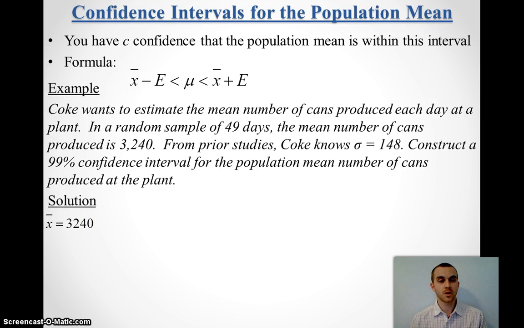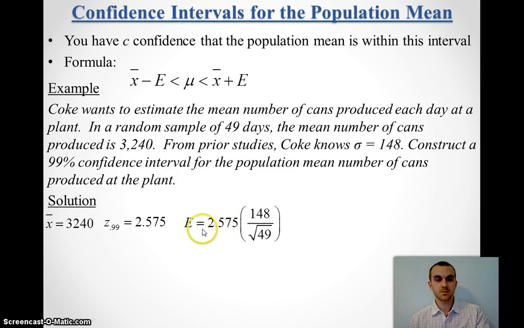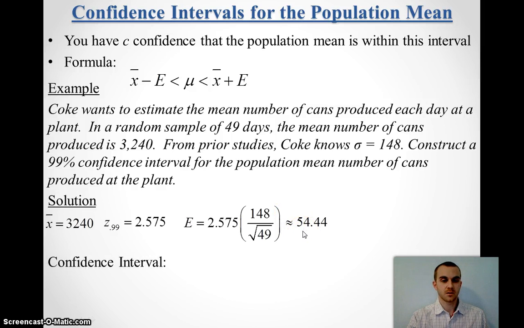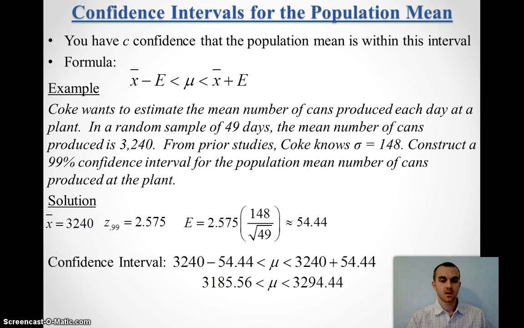So we know our point estimate is 3,240. Because they want 99% confidence level, we know that, as that's one of the values that we should memorize. And we can plug in all the parts. Here's our z-score, always the positive version, our standard deviation from the population, and our sample size. And it tells our margin of error is about 54.44. So what we do to find that confidence interval, we take our sample mean, add and subtract the margin of error. And this gets me down to these two values.